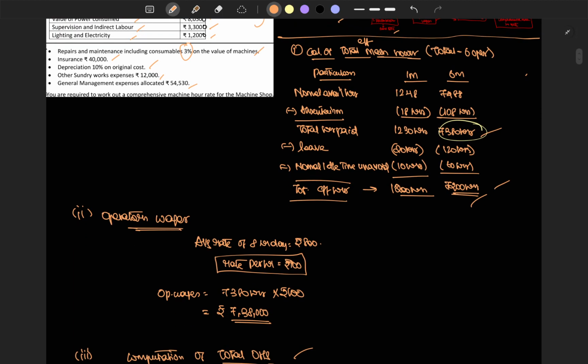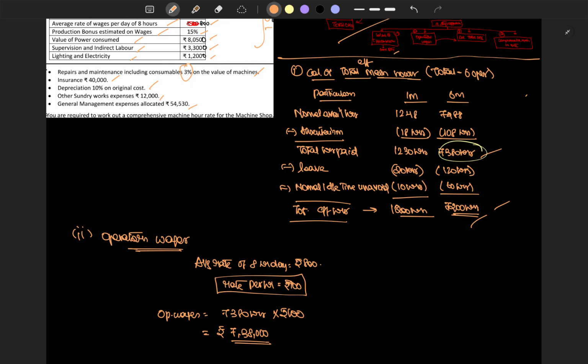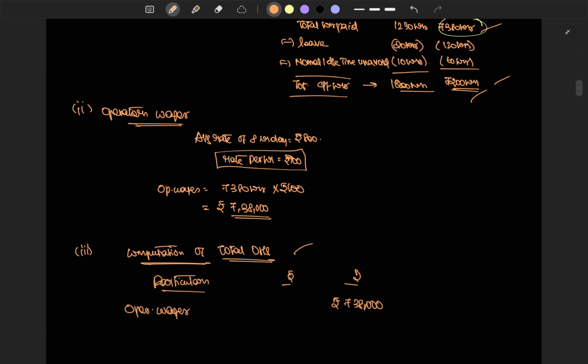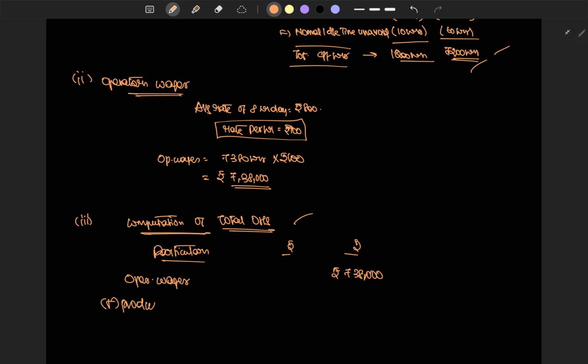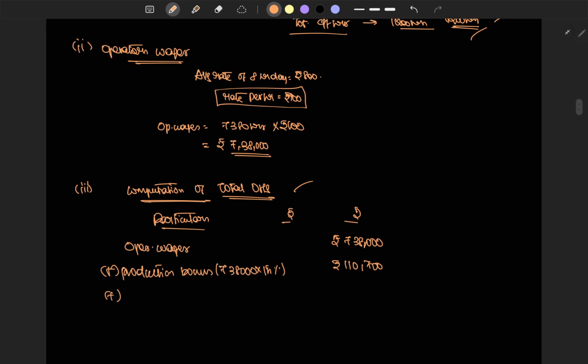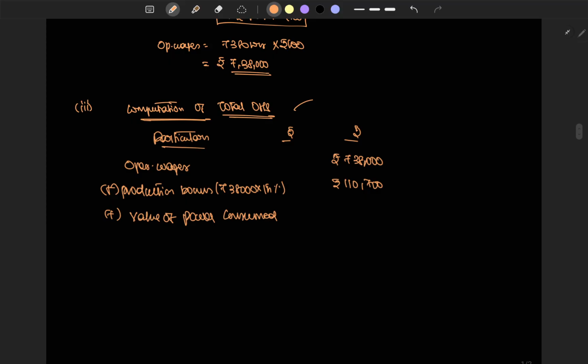Value of power consumed, okay, value of power consumed for 6 months. And we have another thing prior to that, which is production bonus estimated on wages. Production bonus is 15 percent, just 7,38,000 into 15 percent, which comes around 1,10,700, plus the value of power consumed we have, which is 80,500.